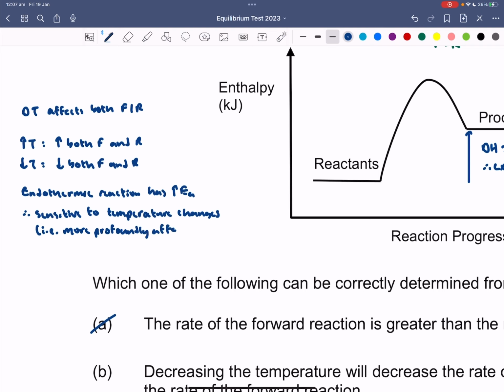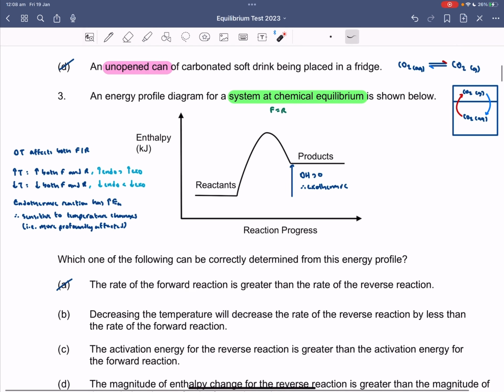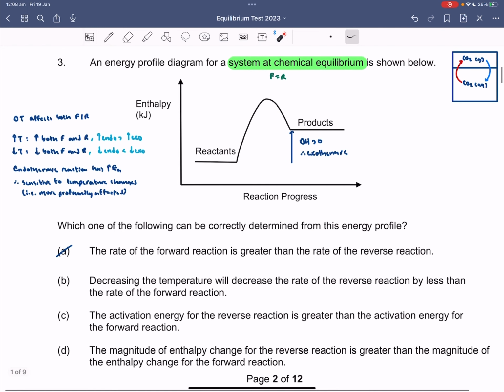So what I'm trying to say is this. If there's an increase in temperature, yes, there's an increase in both the forward and reverse, but the increase in the endo is more profound than the increase in the exo. And if there's a decrease in temperature where both the forward and reverse reaction rates decrease, the decrease in the endothermic reaction is more than the decrease in the exothermic. Okay, so just remember that the endothermic is more sensitive to temperature changes. Okay, so decreasing the temperature. Now remember, this is an exothermic reaction.